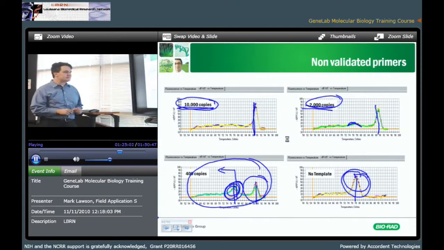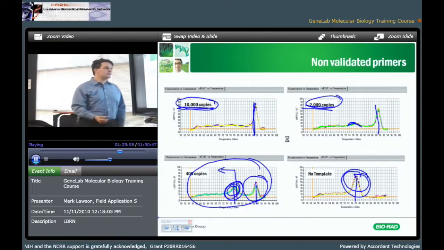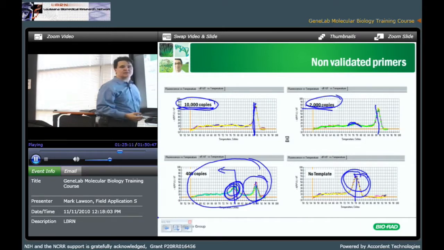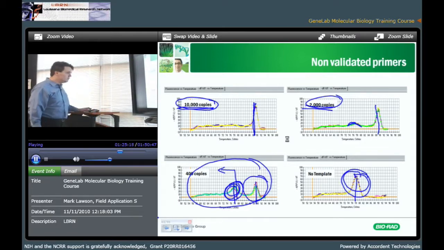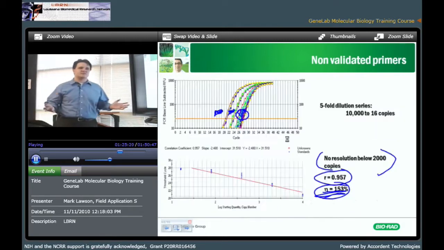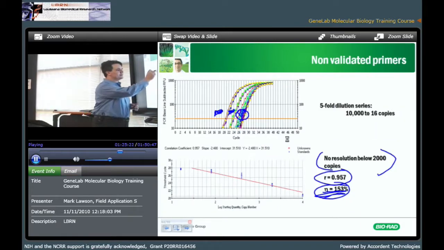All right, so in this case, this assay is not a bad assay. It's not broken, but it certainly is unusable below 2,000 copies. And if we need it to work at that range, then this assay would not be acceptable. And what would happen, you would validate this assay and say, oh, this is a great assay, if you ran it at 10,000 copies and saw a nice clean curve.